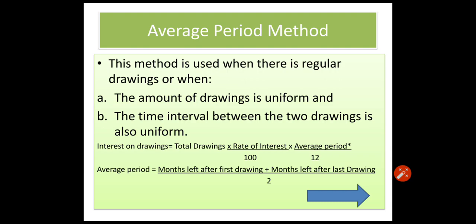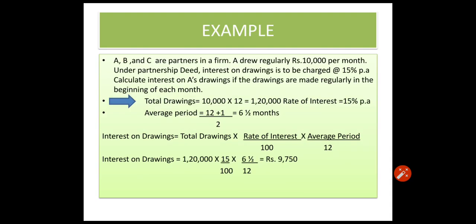Now to solve the question by average period method, we have to first calculate the average period, and the formula to calculate average period is equal to months left after first drawing plus months left after last drawing divided by 2. In this way you are going to find average period and then put all the values in the formula, and then you can find interest on drawing. Let us see this with the help of an example.